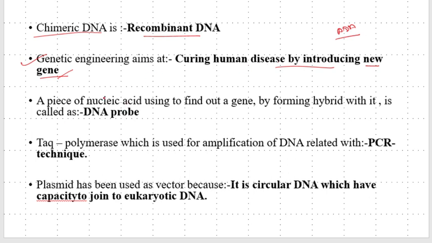Next, a piece of nucleic acid used to find a gene by forming a hybrid with it. It is called what? DNA probe. Means the piece that you have is the DNA probe.